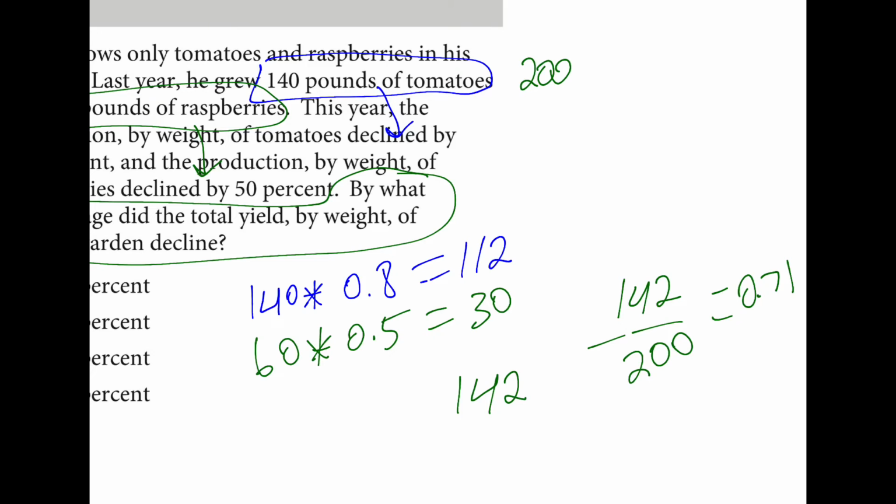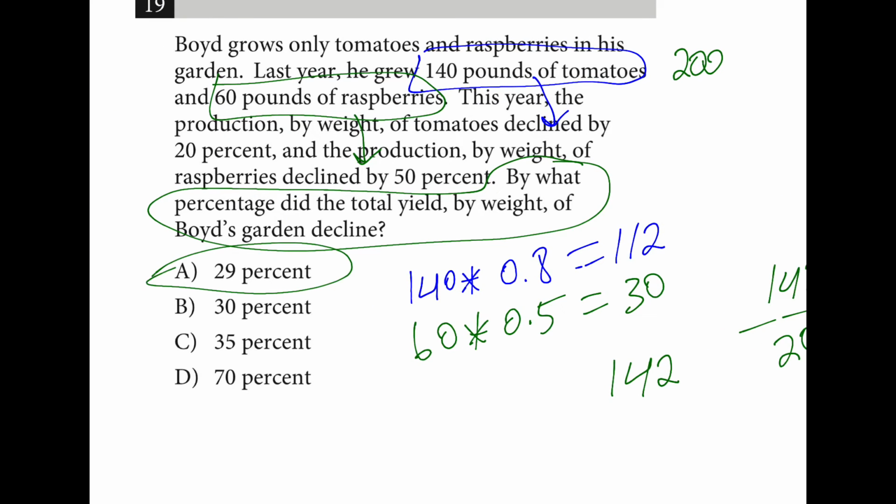So how did we get there? We started off with 100%, now we're down to 71%. We lost 29%. You take the difference.